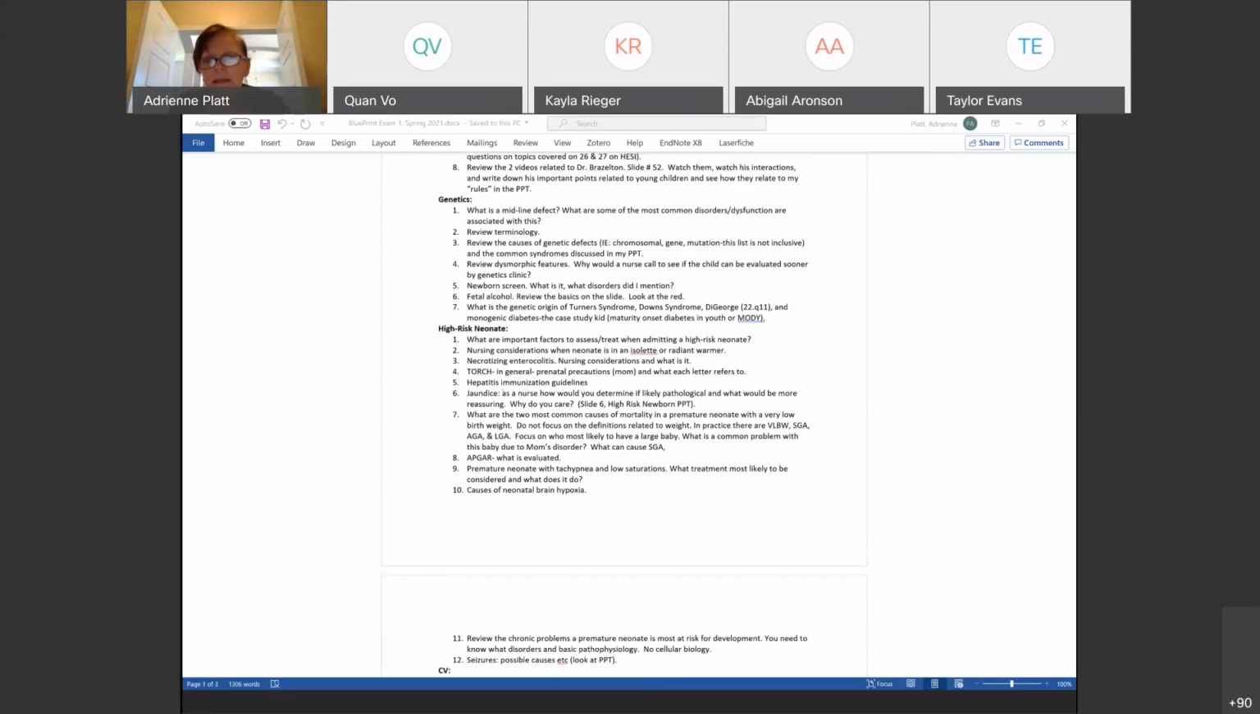Review the hepatitis guidelines. Who are the babies that are going to get the hepatitis immunization within 12 hours? Jaundice, there is slide 6. And it tells you which ones are probably pathological, which ones are probably not pathological.